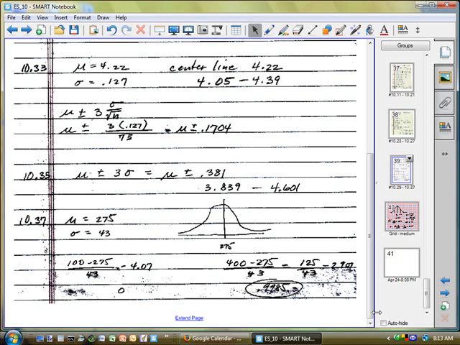The other one is what? 400. And that one came out to a z-score. Man, I can't read that very well. I think it's 2.7. And I looked up the percent, and it was 0.9985. And of course, when you subtract 0.9985 minus 0, you get 0.9985.